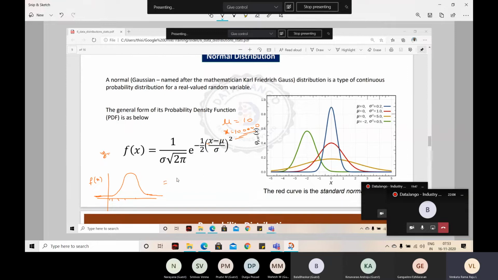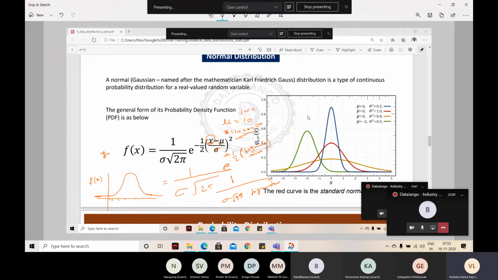If I substitute that into this formula, what happens? 1 by sigma square root of 2 pi e power minus 1 by 2. This is a big number. 1 million minus 10 is going to be a big number, divided by sigma, maybe 10 or 20, maybe 100. Even if you take 100, it's going to be 10,000, like e power 10,000. A big number. So e power negative big number is going to be 1 by sigma square root of 2 pi into a big number.